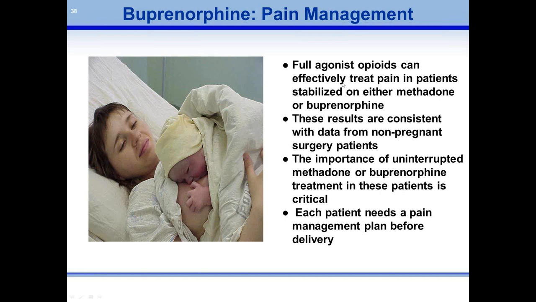In terms of pain management with buprenorphine, again, these women also deserve aggressive and ethical pain management. You don't have to stop their dose; we can provide opioids on top of the buprenorphine and they can respond well to it, as well as to NSAIDs.